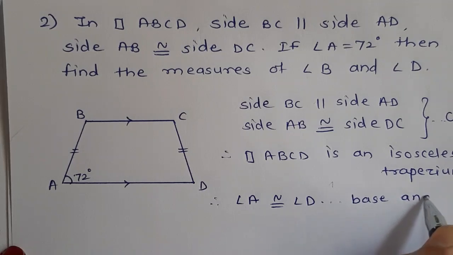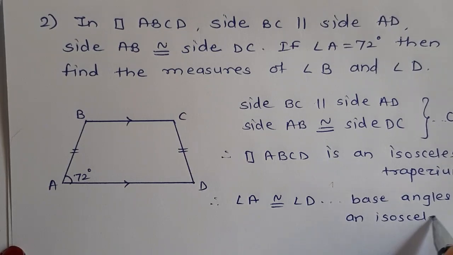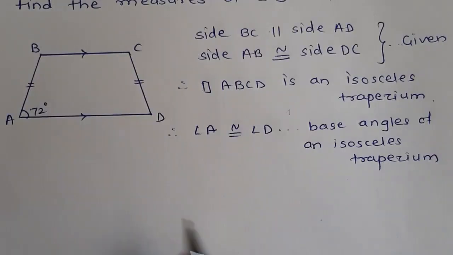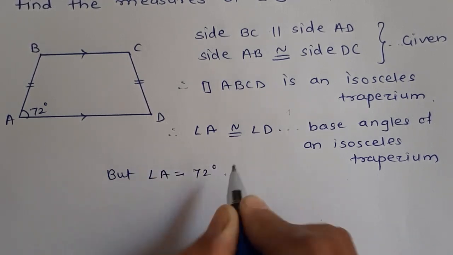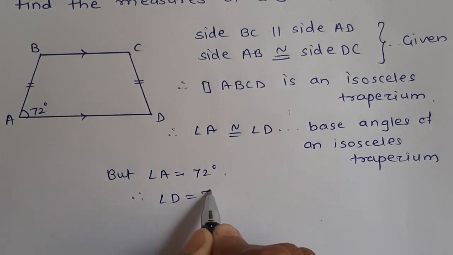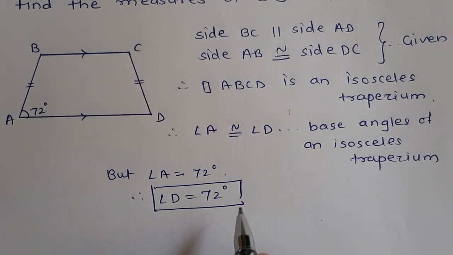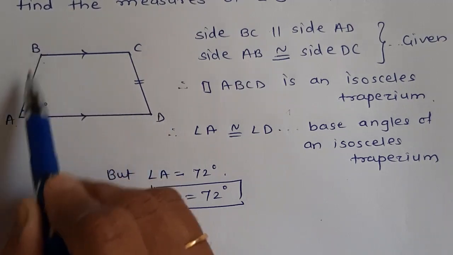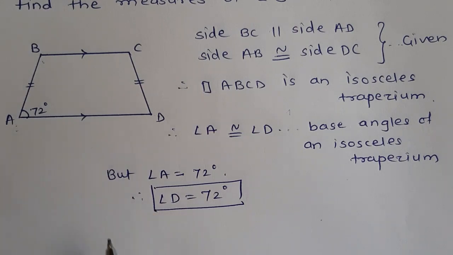These are the base angles of an isosceles trapezium. But here it is given that angle A equals 72 degrees. Therefore, angle D is also 72 degrees. Now we have to find the measurement of angle B. If you observe the diagram, BC is parallel to AD, and if we consider AB as a transversal, then angle B and angle A are interior angles.